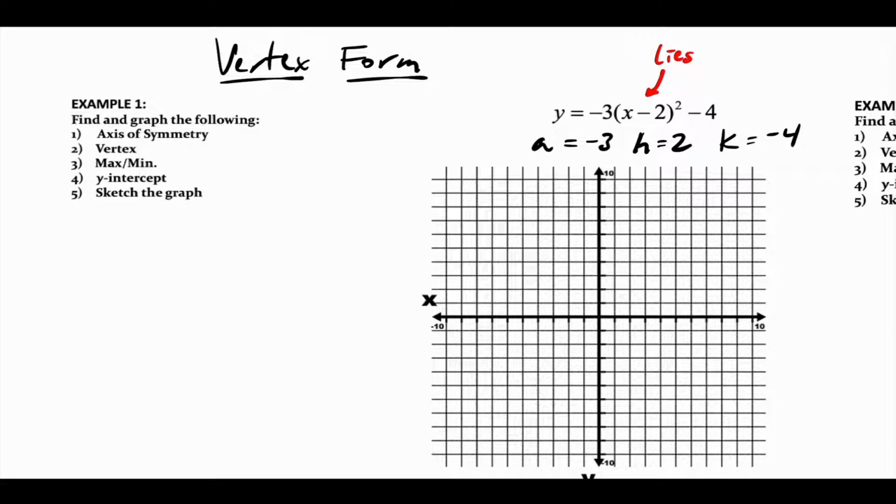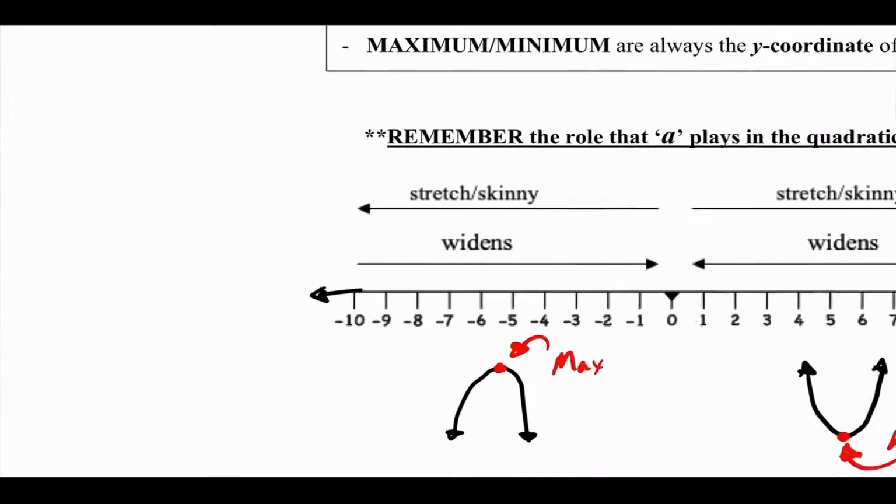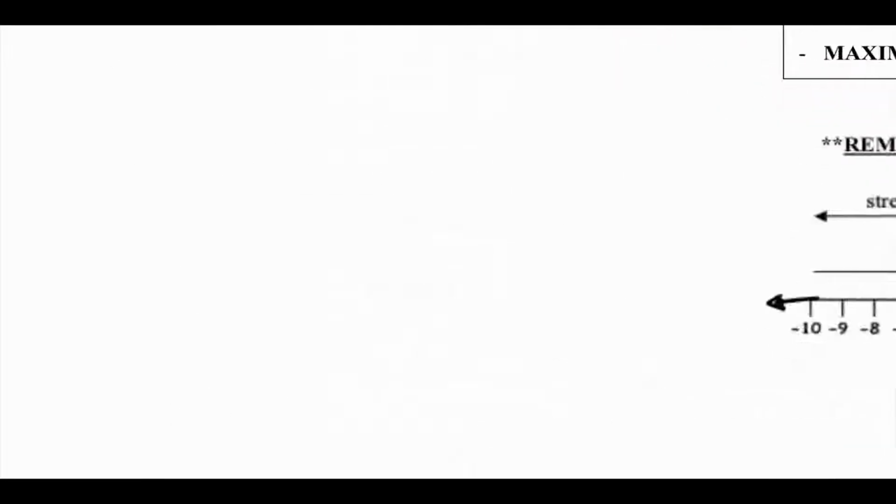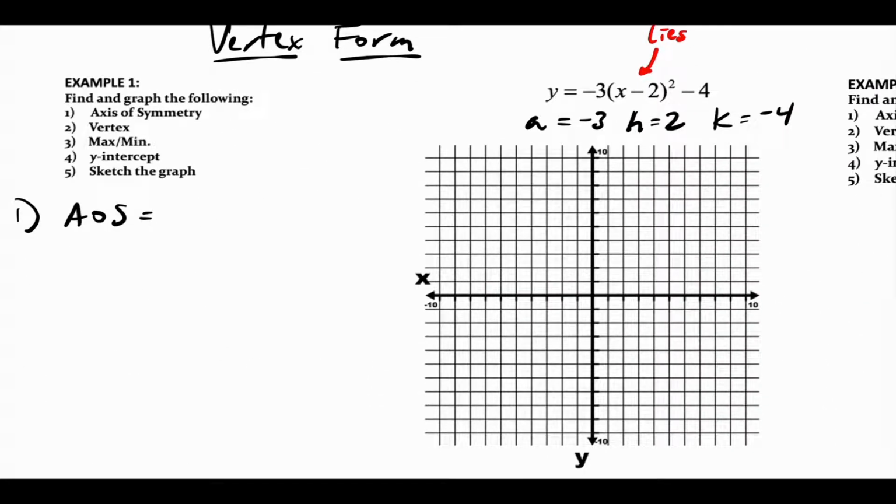So now let's go to axis of symmetry. Okay. So let's go to our notes. Our notes say axis of symmetry for vertex form is always just going to be H. Whatever you got for H, we just have to put it as an equation. Okay. So the value of H was 2. So it's going to be X equals 2. That's our axis of symmetry.